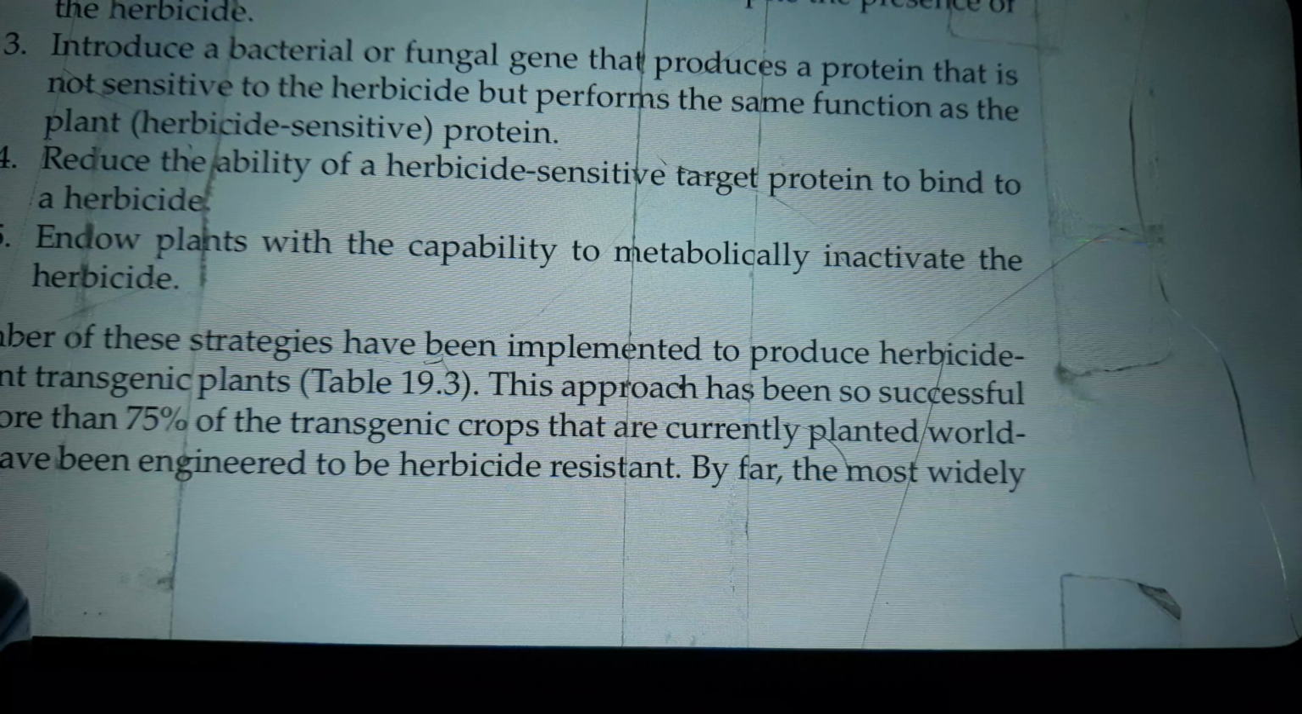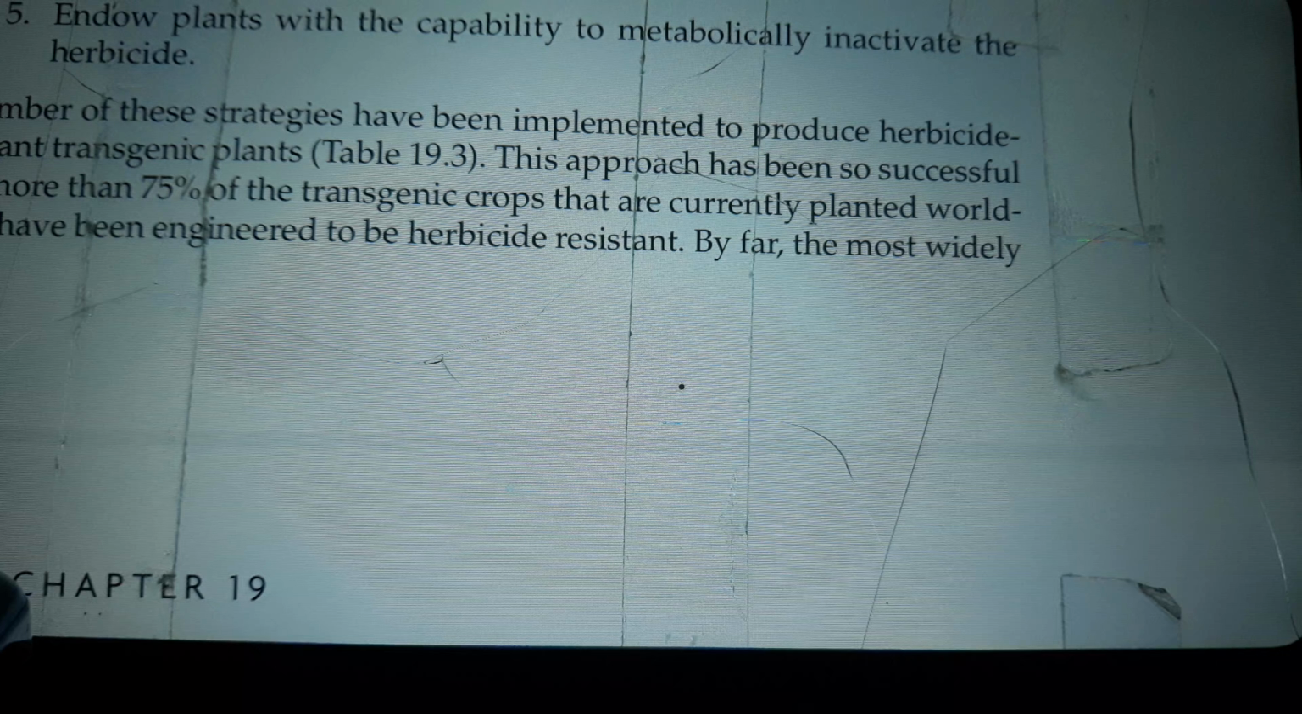Introduce a bacterial or fungal gene that produces a protein that is not sensitive to the herbicide but performs the same function as the plant herbicide-sensitive protein. Reduce the ability of a herbicide-sensitive target protein to bind to a herbicide, or give a plant the capability to metabolically inactivate the herbicide. A number of these strategies have been implemented to produce herbicide-resistant transgenic plants.